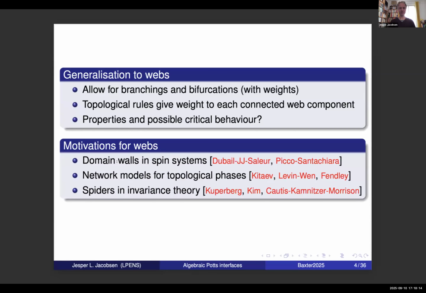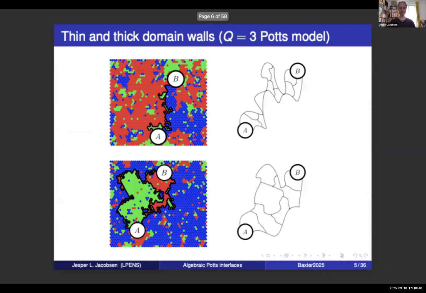Another motivation came from the fact that domain walls in certain spin systems having more than two components actually form such bifurcating structures. There are also other motivations coming from network models for topological phases. And the thing that we got interested in was some papers by Kuperberg on so-called spiders in invariant theory. Let me come back to that a little later. First, let me show a model that generates the structures that we are interested in. It's the three-state Potts model.